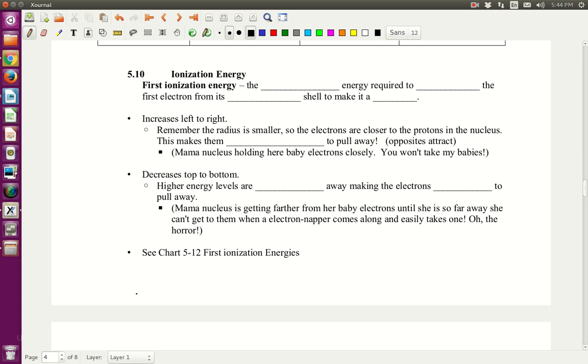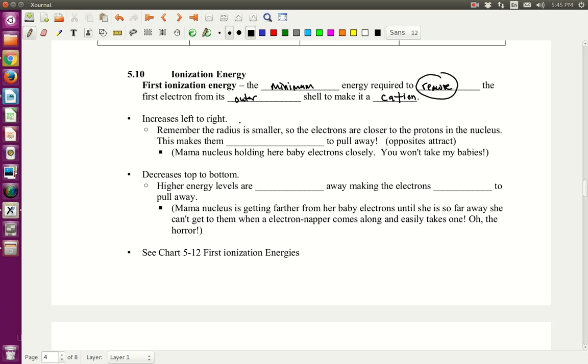So that brings us to ionization energy. The first ionization energy is the minimum energy required to remove the first electron from its outer shell to make a cation. The minimum energy to remove the first electron from its outer shell to make a cation.